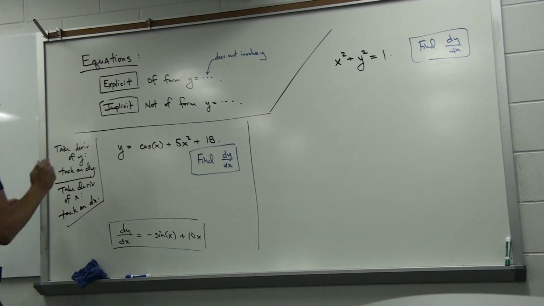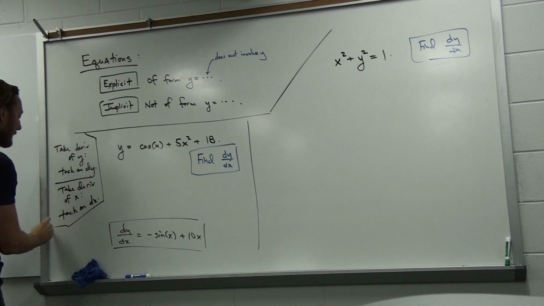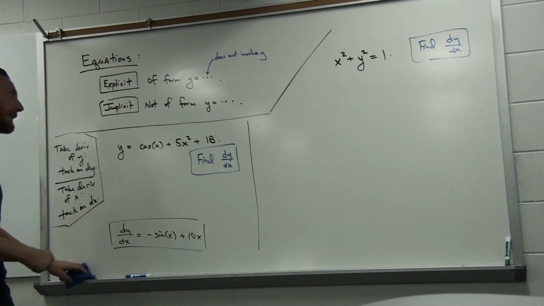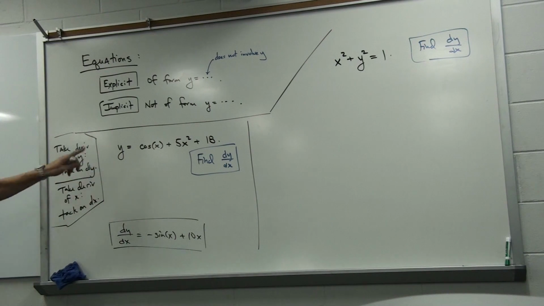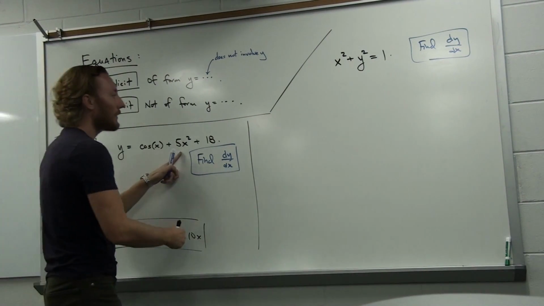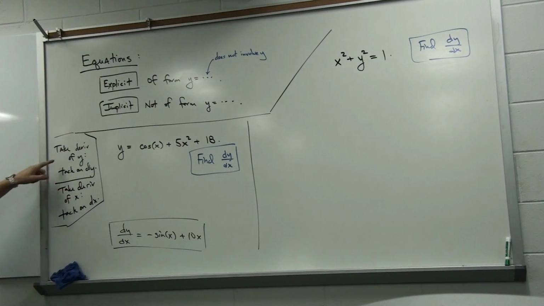So here's the way that I'm going to sort of strangely go about taking this derivative. And I'm going to go term by term. It's a weird thing at first whenever you think about it, but you'll see as we go through it, it's actually going to yield the same result. So I'm going to go term by term. If I take the derivative of y, I'm going to tack on a dy. If I take the derivative of x, I'm going to tack on a dx.